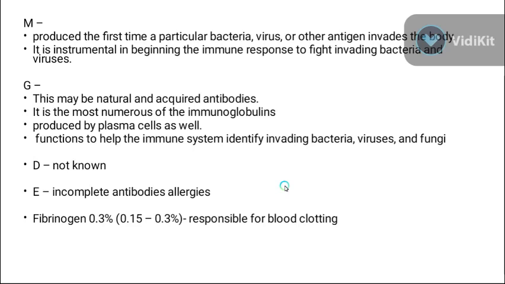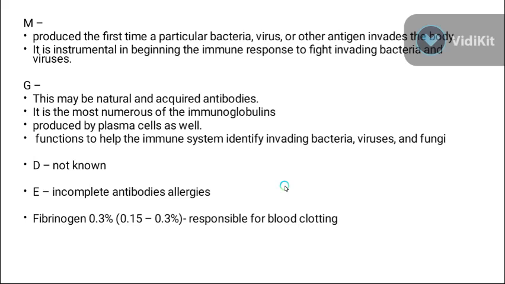G. This may be natural and acquired antibodies. It is the most numerous of the immunoglobulins. Produced by plasma cells as well. Functions to help the immune system identify invading bacteria, viruses, and fungi. D. Not known. E. Incomplete antibodies, allergies. Fibrinogen, 0.15 to 0.3%, responsible for blood clotting.